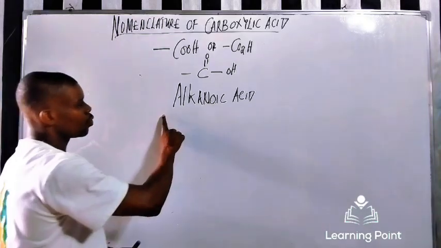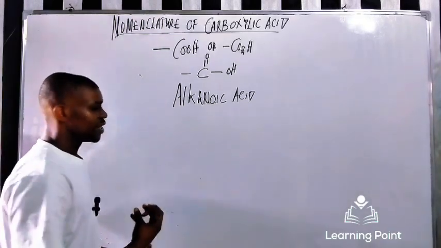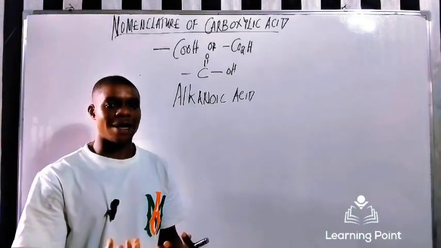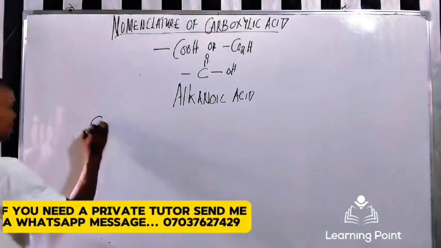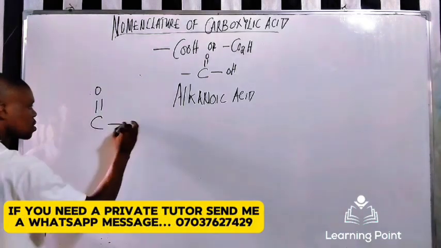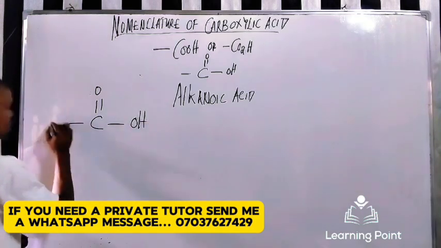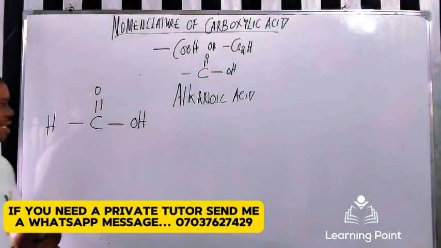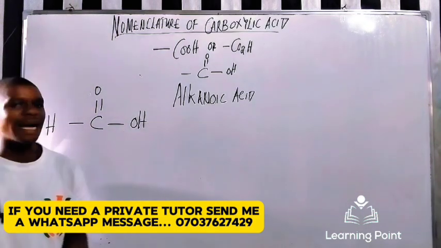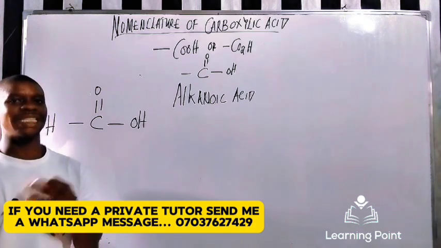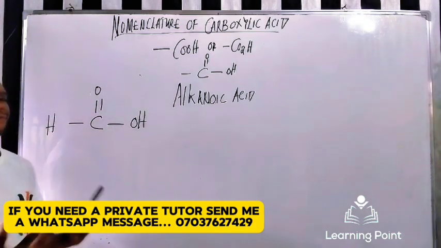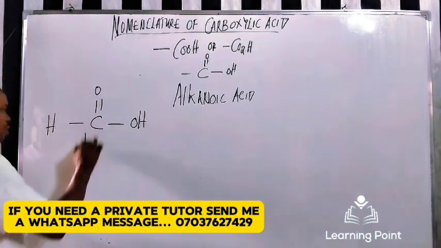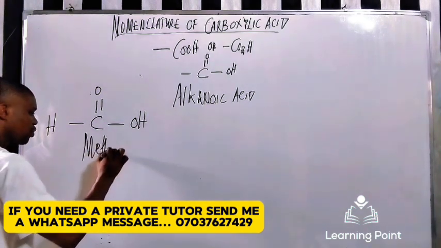So that's what I want to explain to you in this video. Now, when it comes to alkanoic acid, it depends on the number of carbon atoms. So we are going to start from the simple one. If, for example, here I have one carbon atom, this one is the simplest carboxylic acid. It has only one carbon atom, and the first member is called methanoic acid.